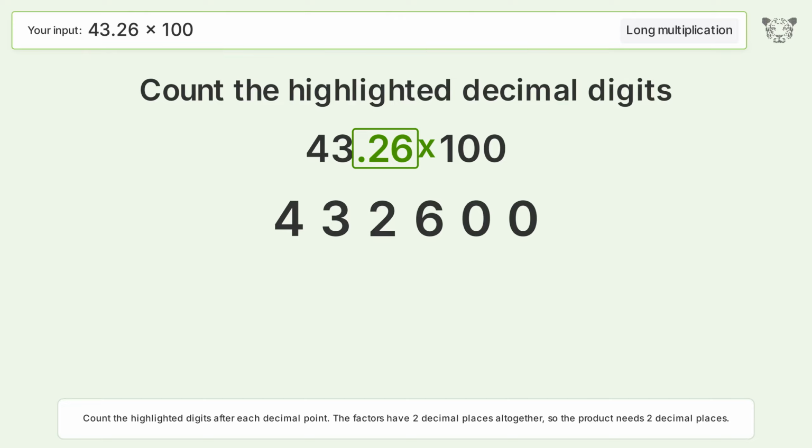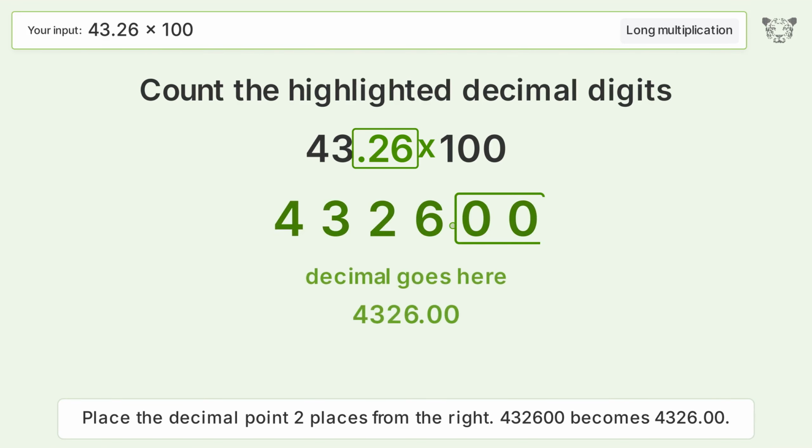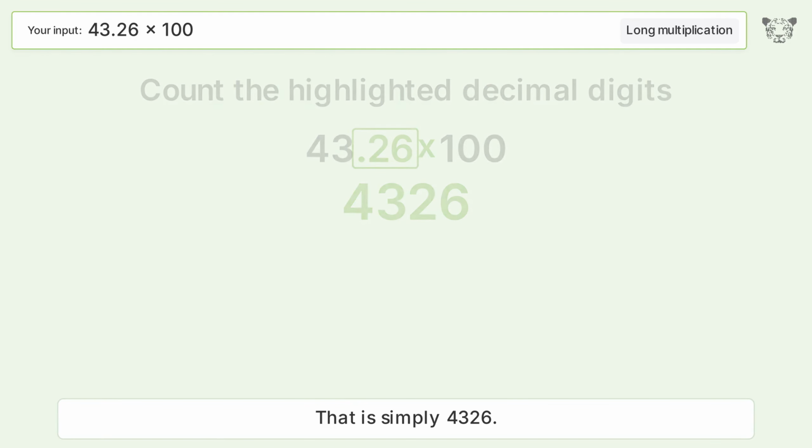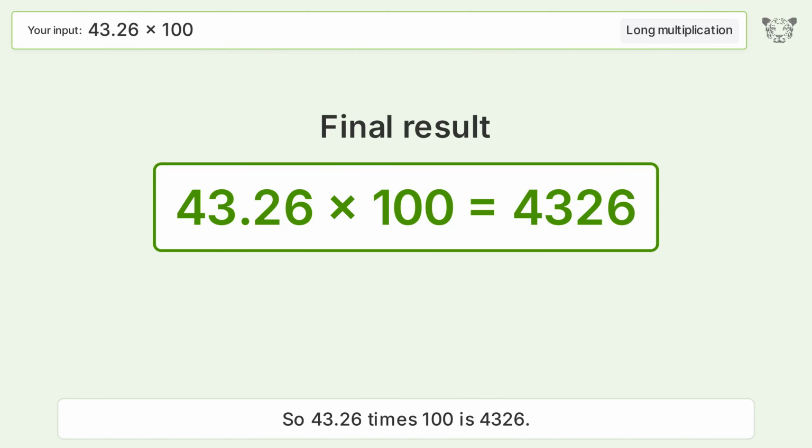Count the highlighted digits after each decimal point. The factors have 2 decimal places altogether, so the product needs 2 decimal places. Place the decimal point 2 places from the right. 432,600 becomes 4,326.00. That is simply 4,326. So 43.26 times 100 is 4,326.